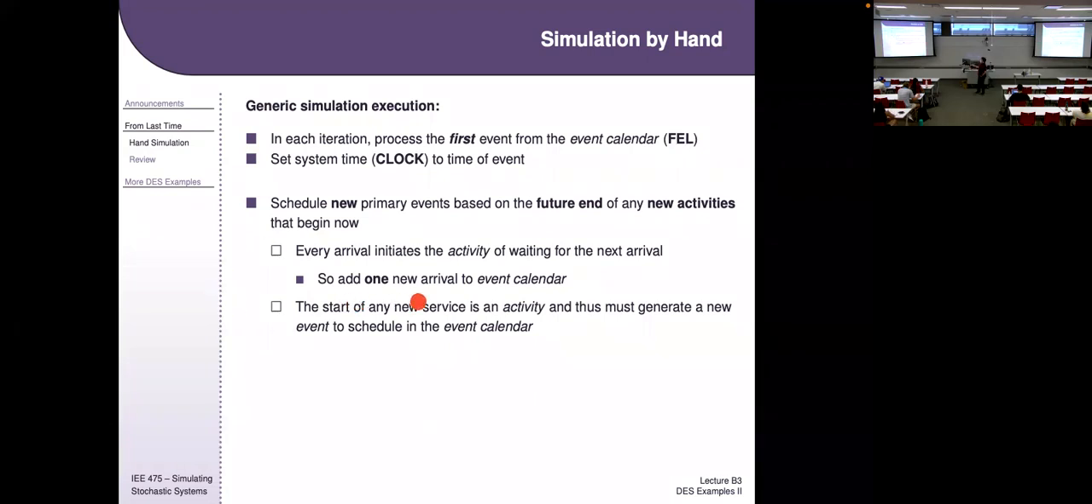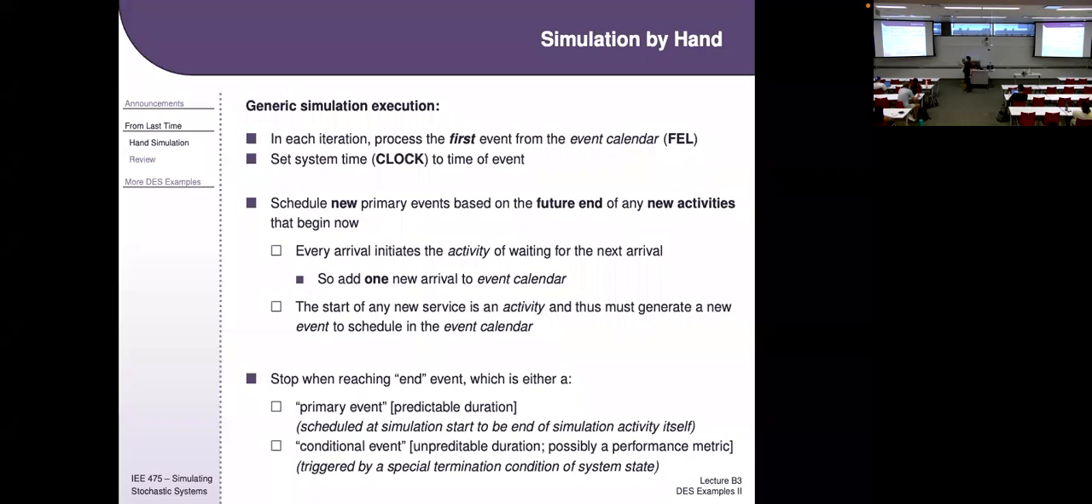So the start of any new service is an activity unless it must schedule the end of the service. You can't start a server process in a DES without scheduling ahead when that process is going to end. Because if you don't schedule it, there's nothing else that's happening in the DES that will tell the computer when to stop it. So we have to say, on average, how long does this service take? We're going to draw from a distribution that matches our stats for this particular service, and then we're going to schedule the end of it. And then we'll let the computer reach that end if it's the next event. And if it's not, it'll do whatever else is in the way.